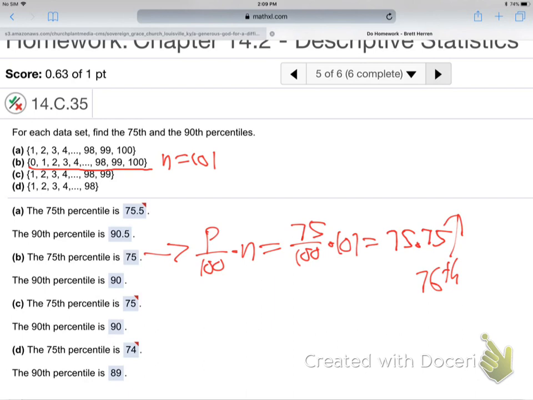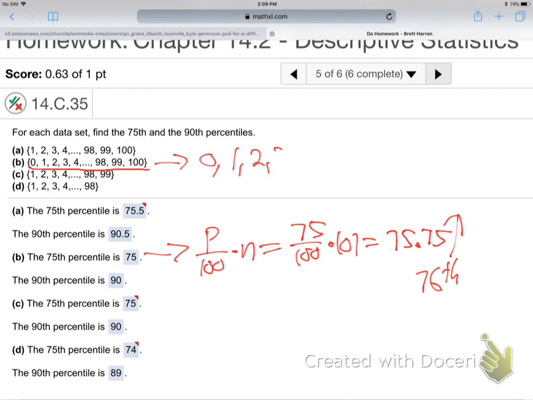Remember, that's a road sign. It says go find the 76th number. Now, what's the 76th number? 75. How do we know that? Well, you go back and you look for the pattern. Let me show you. Let me write these out more carefully.